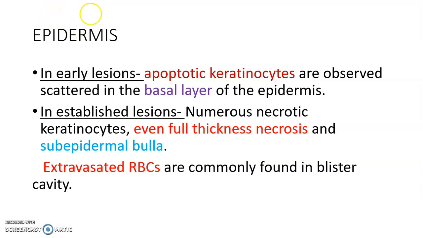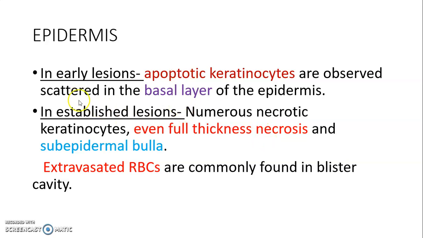In the epidermis, in case of early lesions, apoptotic keratinocytes are observed scattered in the basal layer of the epidermis. So in early lesions, apoptotic keratinocytes are seen only in the basal layer. In established or late lesions, numerous necrotic keratinocytes, even full thickness necrosis of the epidermis, is noted.